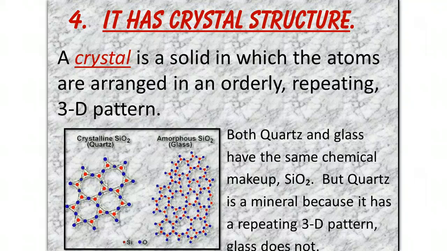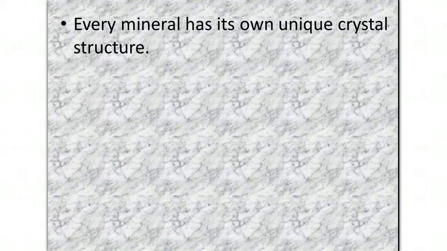However, glass, when you look at the one on the right, has different sizes and different shapes. It's not in any pattern at all, and it's certainly not repeating. It doesn't have a pattern like the one on the left. So it has to have a crystal structure where the arrangement is orderly, repeating, and 3D. Now, every mineral has its own unique crystal structure.